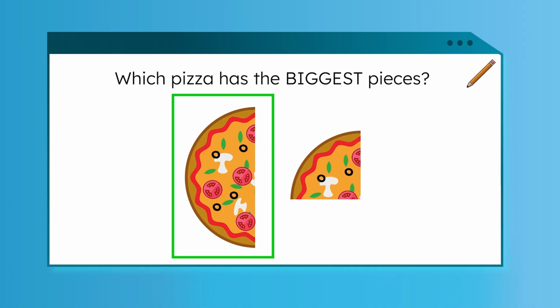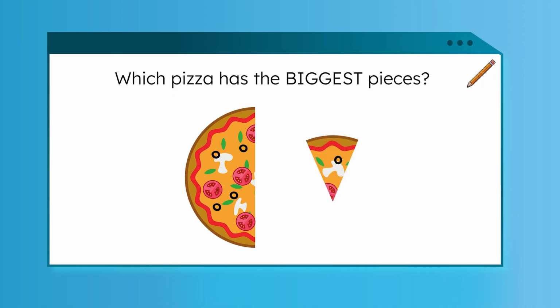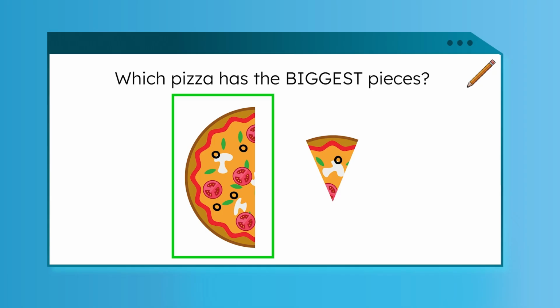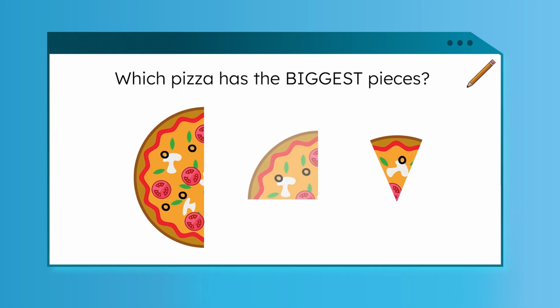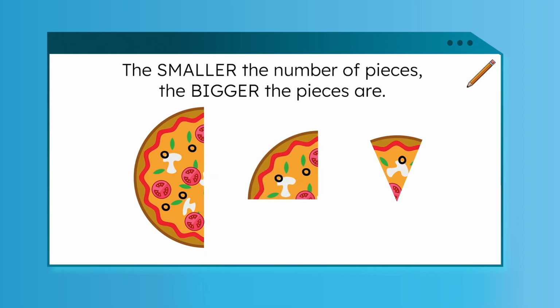Think about this. Have you ever eaten half of a pizza? It is way more food than eating 1/4 of the pizza. Now, let's compare 1/2 of the pizza to 1/8 of the pizza. Which is the bigger piece? That's it. 1/2 of the pizza is even bigger than the 1/8 of the pizza. Just like when we're working with squares, the smaller the number of pieces, the bigger the pieces are. Great job working through all of these visual examples.